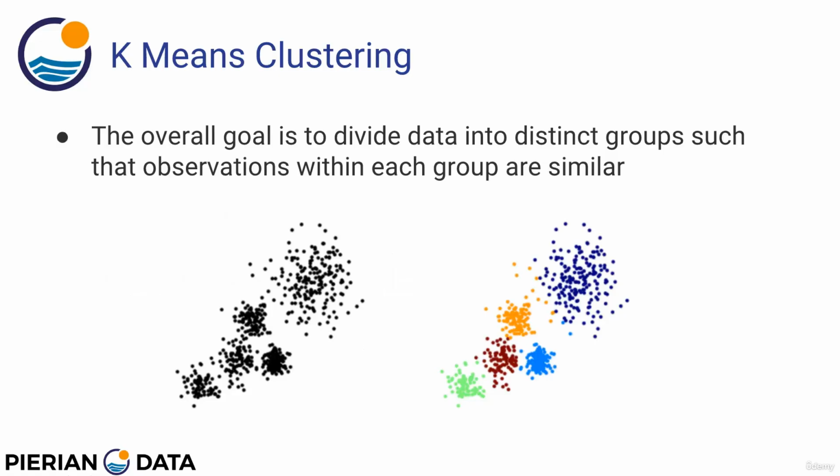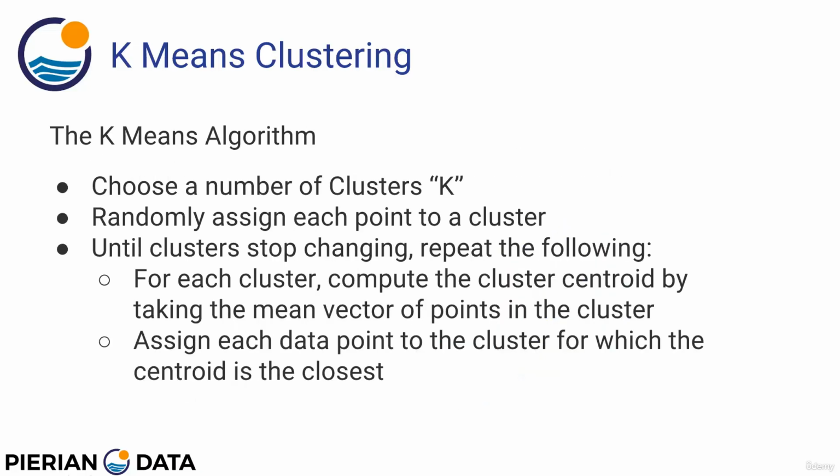The overall goal is to divide data into distinct groups such that observations within each group are similar. Here you can see a diagram of unlabeled training data and k-means clustering trying to cluster the data into 5 distinct colored clusters here.